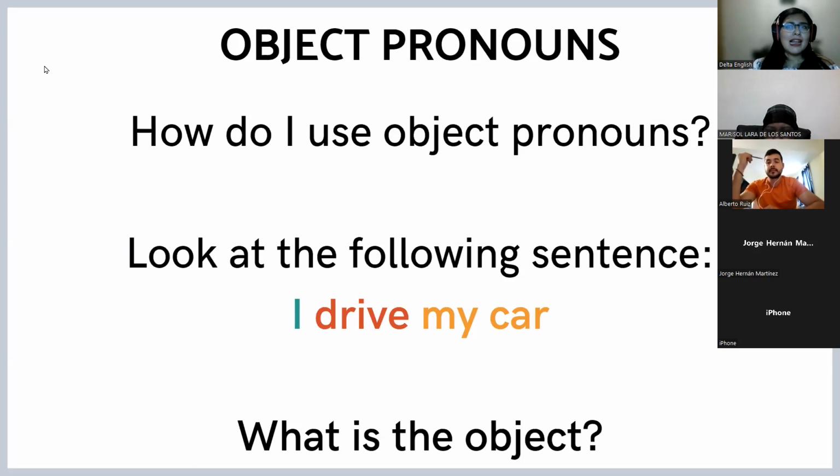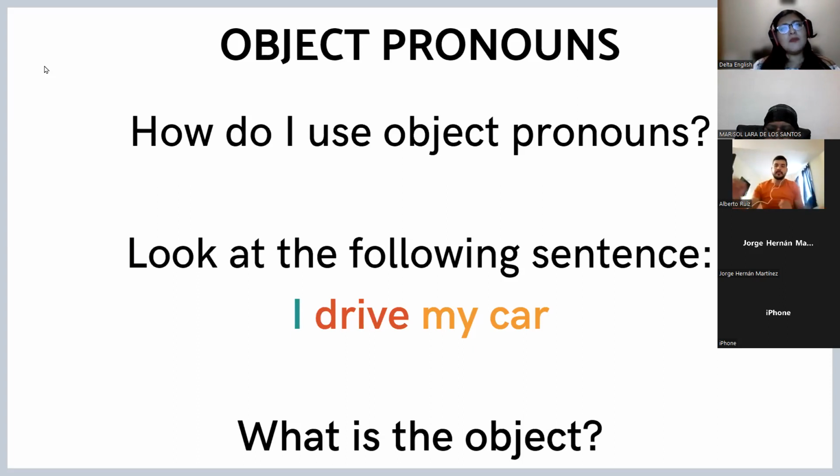Fui con mi mamá a la tienda. La llevé a medirse un vestido. La llevé a comer. La llevé a su casa. Y así ya no estoy constantemente diciendo mi mamá, mi mamá, mi mamá. Lo mismo, exactamente lo mismo en inglés.